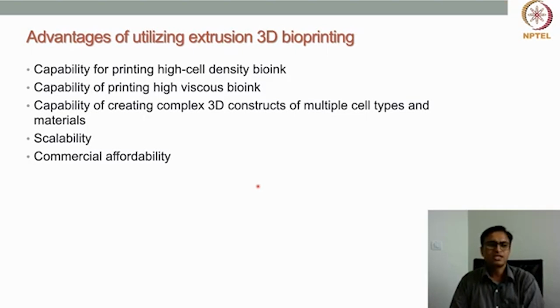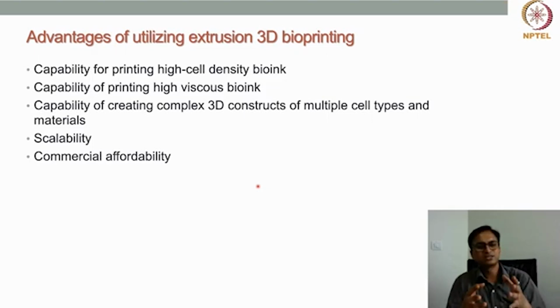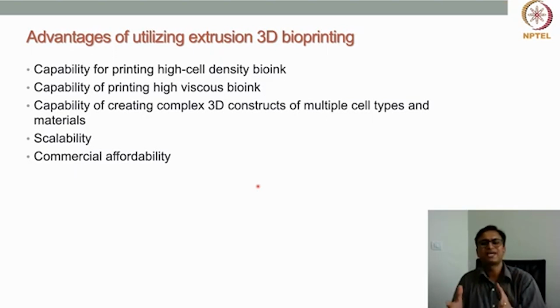Then the other thing is, if you see in our tissue, most of the tissue is not a single cell type. It's composed of multiple cell types, right? And those cells are arranged in a particular order. There is a hierarchy. There are different positions or locations of cells. So if we would like to create that kind of complex 3D construct, then extrusion bioprinting is a big advantage, because this technology has the capability to print complex 3D constructs with multiple cell types and using different types of materials, right?